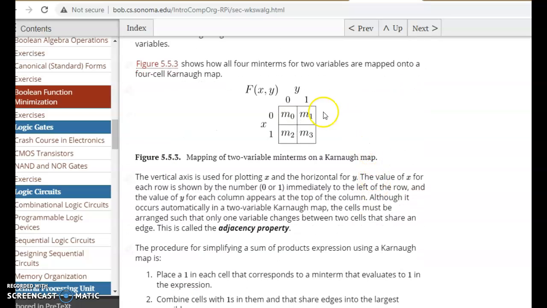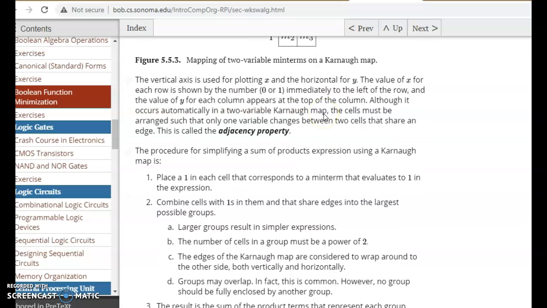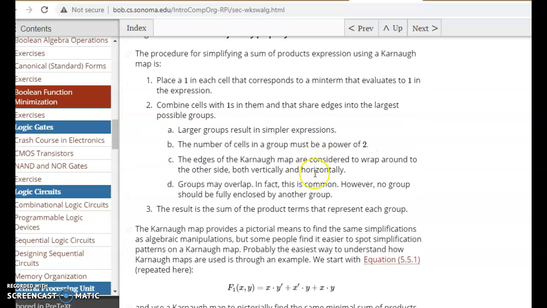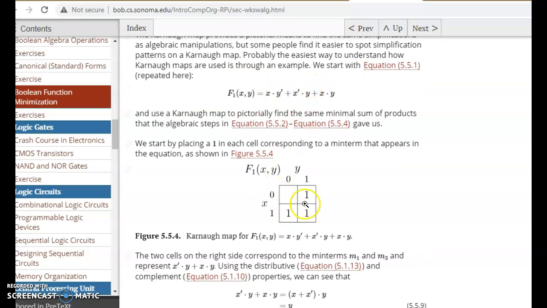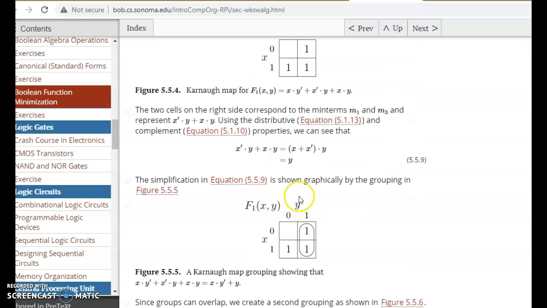map is. This Karnaugh map takes all the possible combinations and creates a minterm, saying which minterm will be able to simplify the sum of products using this map. And the way that's done is we start placing a 1 in each cell that corresponds to a minterm that is in the equation. And so each of the values that show up in an equation will have a 1 put in that cell.